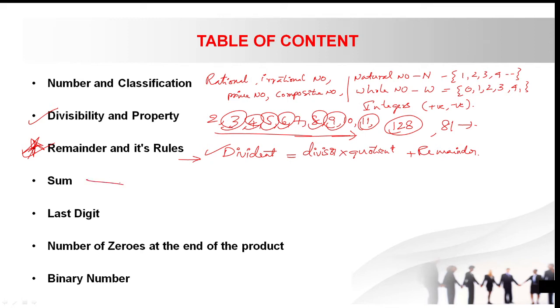And the problems related to the sum, like the sum of the first n natural numbers, or the sum of the squares of n natural numbers, or the sum of the cubes of n natural numbers. We are going to discuss these types of questions in this topic also. And finding the last digit is one of the most important topics which we are going to discuss in the number system. I'll give you one example for that.